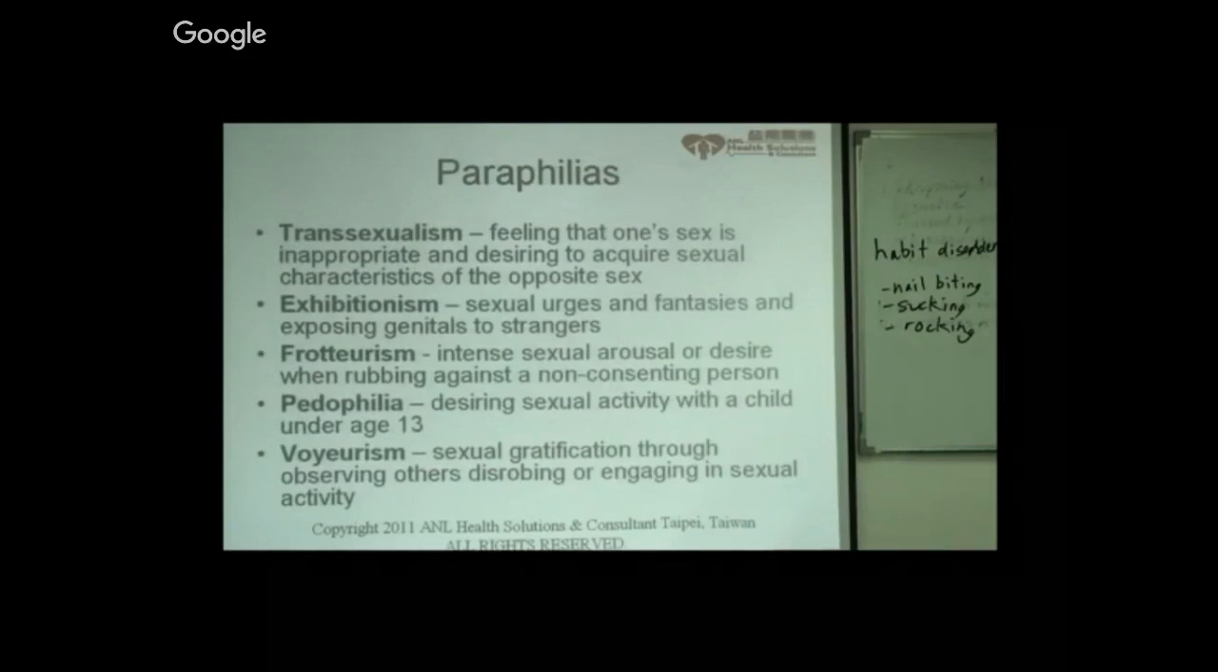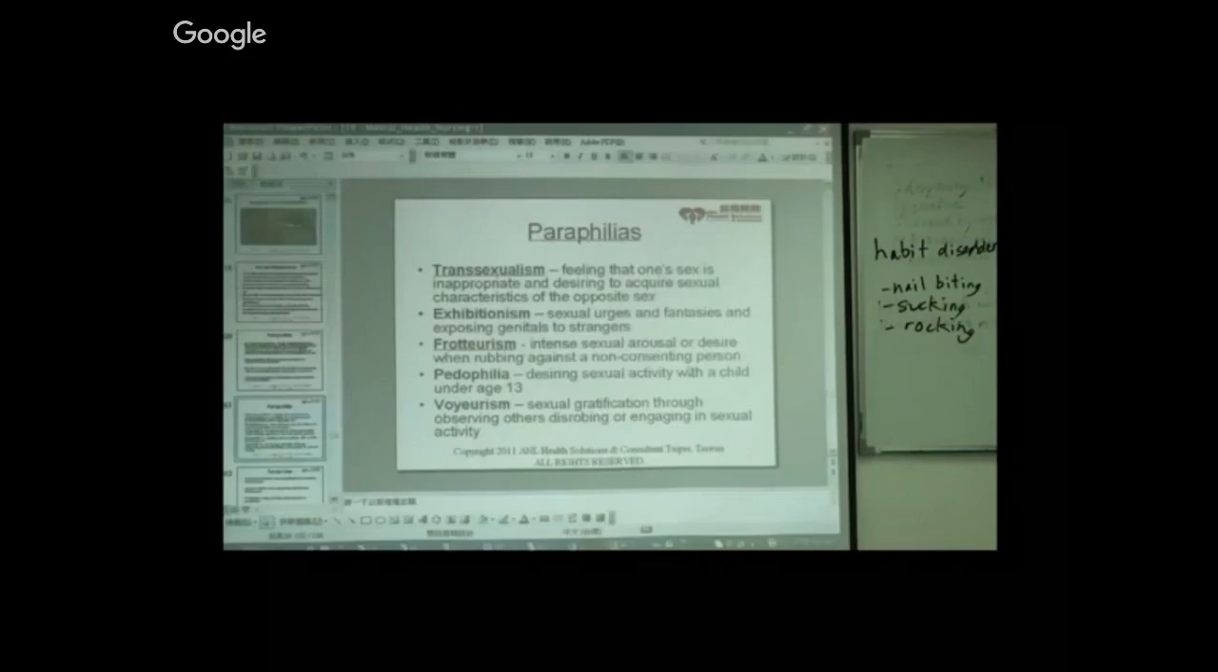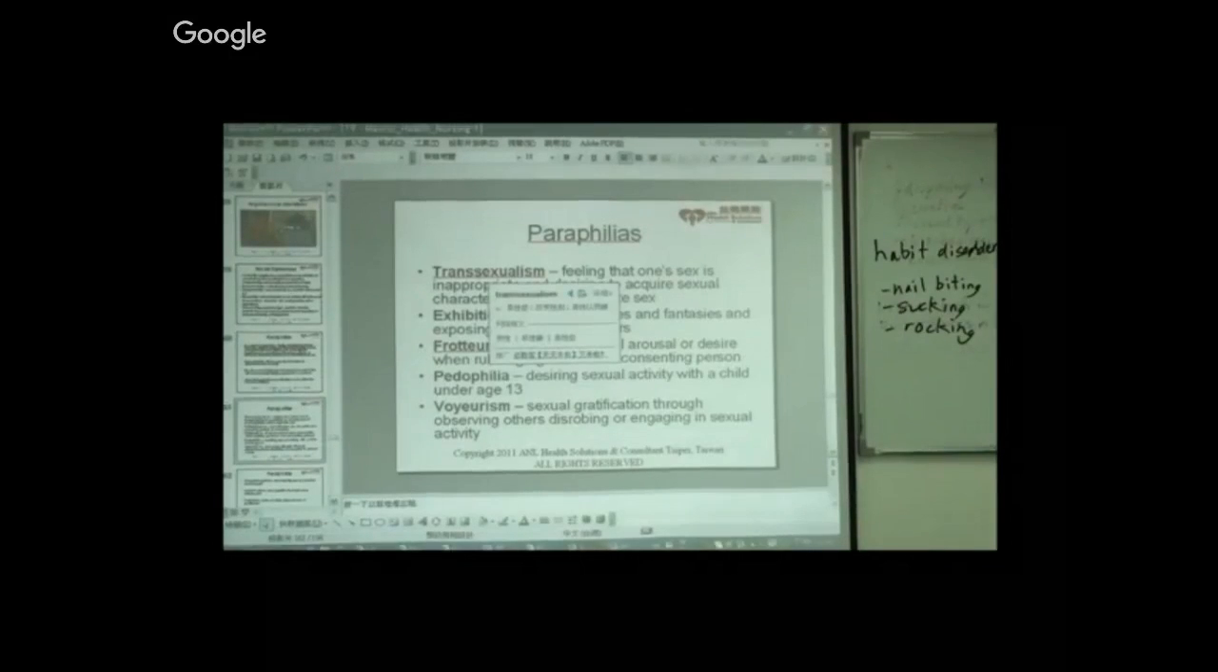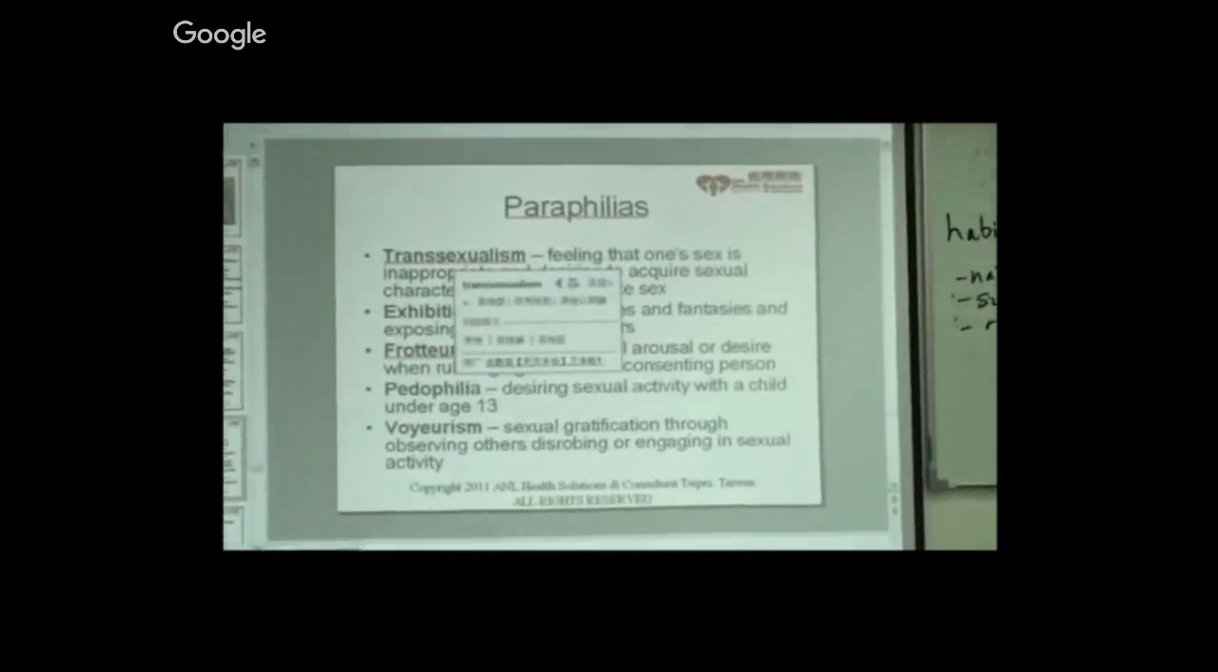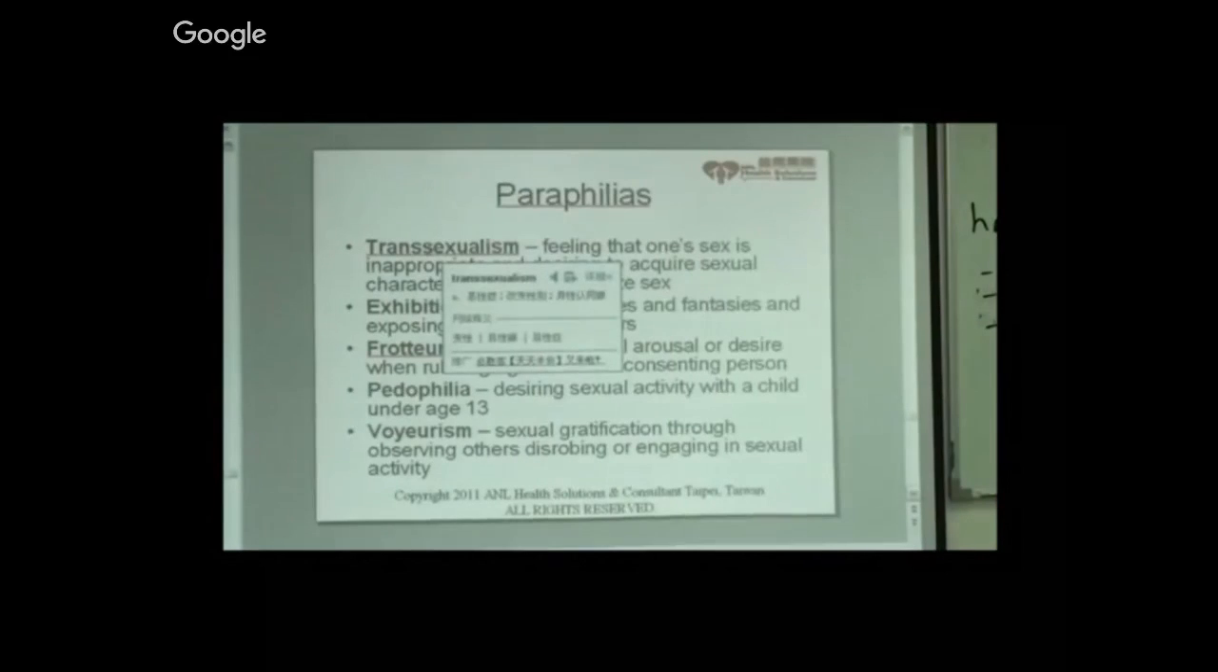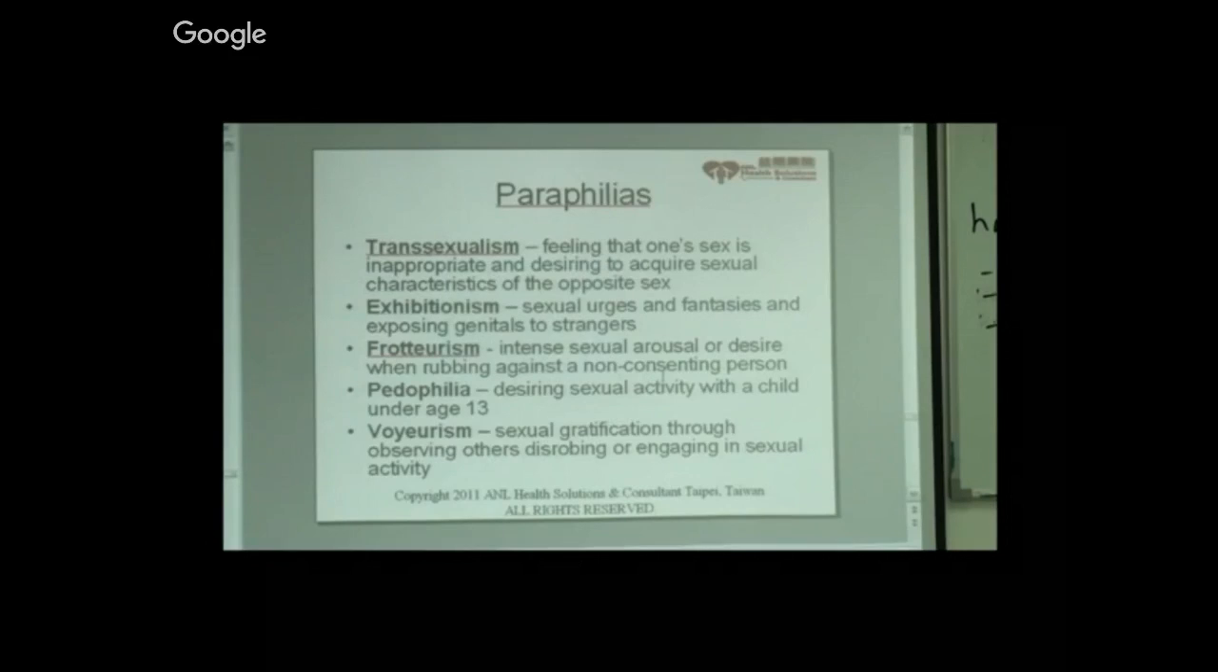So these are examples of paraphilias. Number one, transsexualism. Transsexual means you want to change your sex, male to female, female to male. Feeling that one sex is inappropriate and desiring to acquire sexual characteristics of the opposite sex.